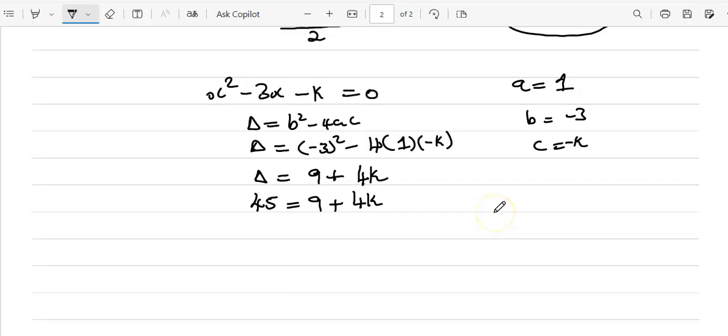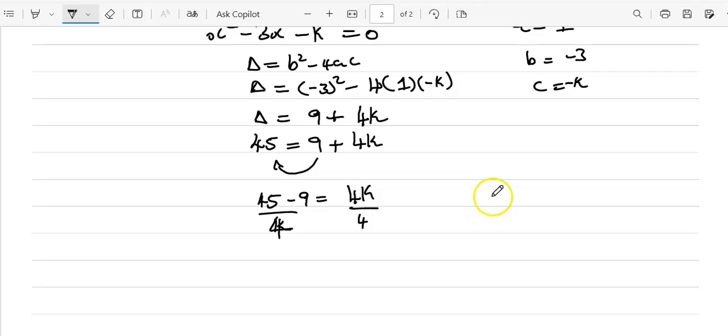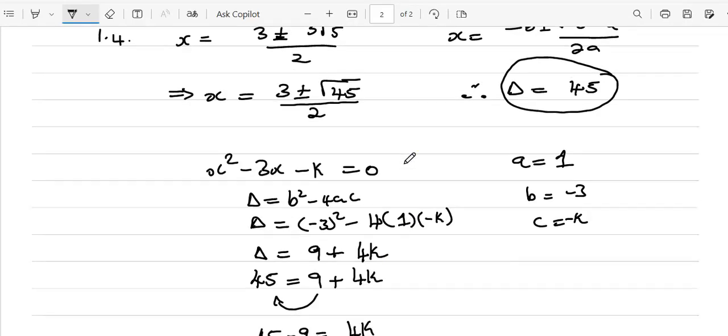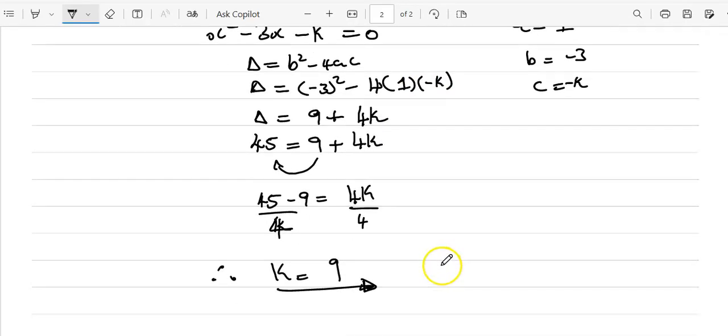To solve for k, you just have to isolate k. Move the 9 to this side to be negative, so that you have 45 minus 9 equal to 4k. Divide both sides by 4 to make k the subject of the formula, and therefore we can conclude that the value of k is equal to 9. When you punch that on the calculator, you should get 9. So you just have to check what you are given in the question. Make sure that you have a plan on how to solve this one.